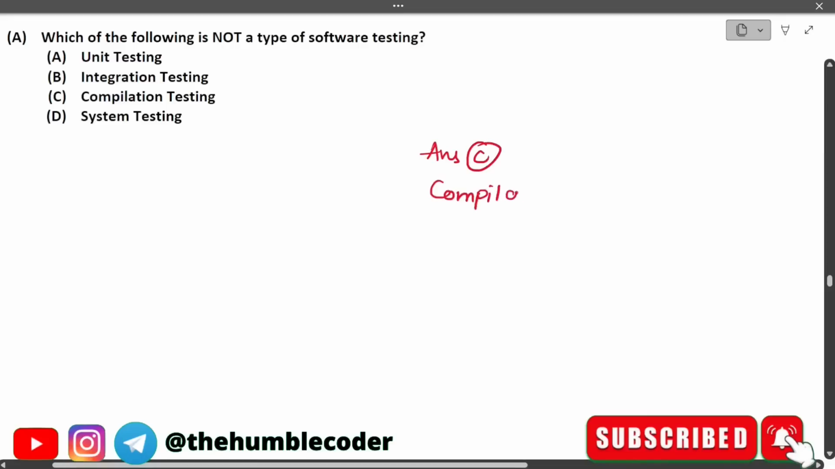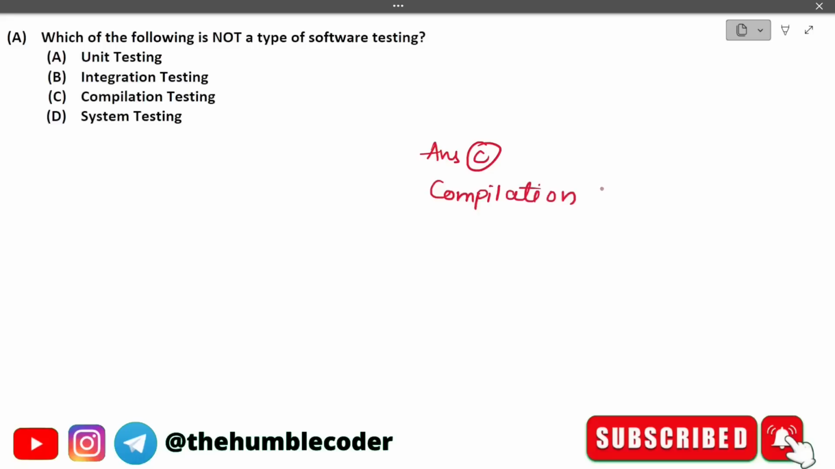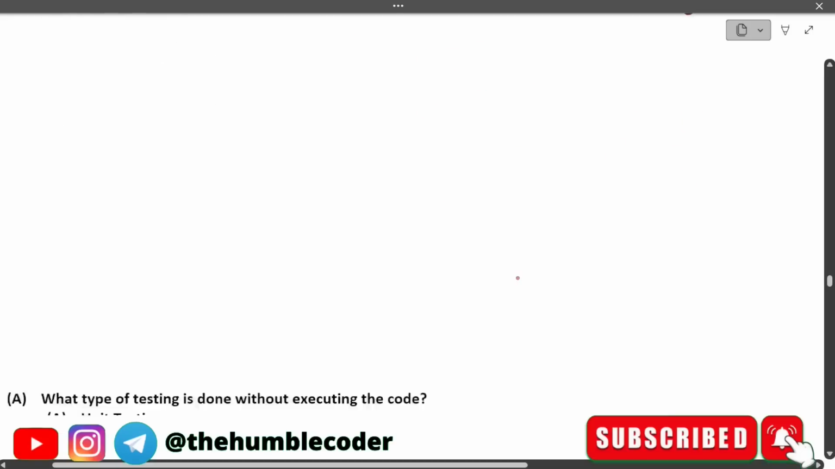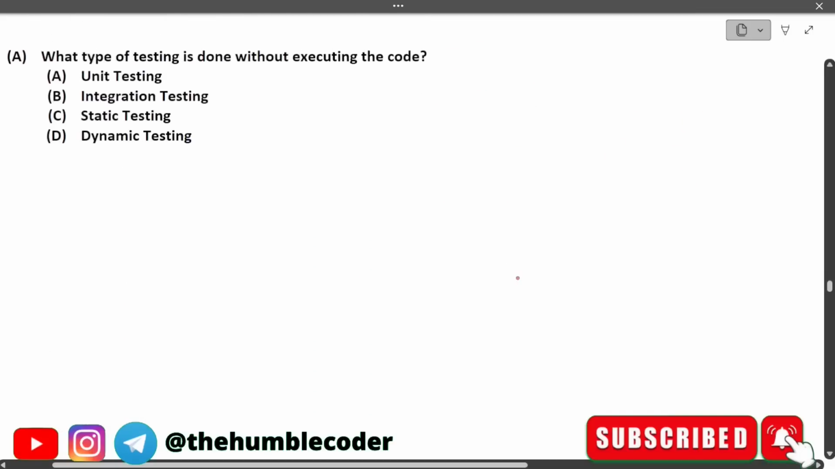Okay. So guys, in testing we have different types of testing. Okay. And the options like option A, unit testing, integration testing, and system testing are actually different types of testing, but there is nothing like compilation testing. So that is why the correct answer is compilation testing, because there is no such testing in software testing. Moving on to the next question.